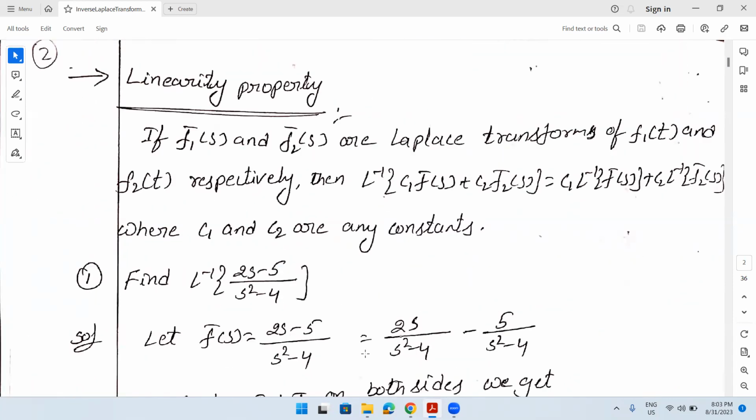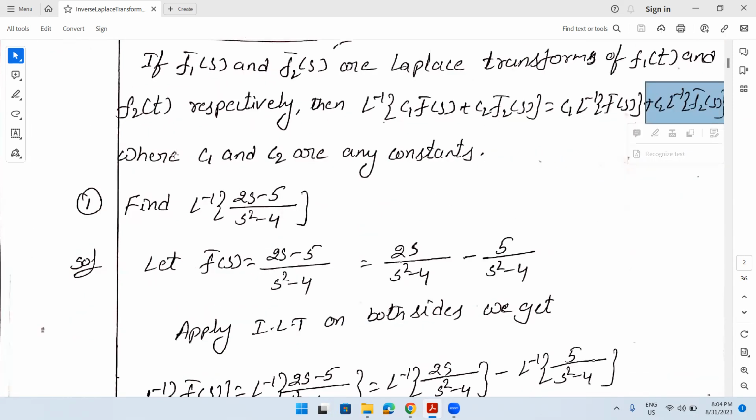As we have seen in Laplace transform, the linear property works here also. That is, constants we can take outside. So if f1 bar of s and f2 bar of s are the Laplace transforms of f1 of t and f2 of t respectively, then what is L inverse of c1 f1 bar of s plus c2 f2 bar of s? Here we can divide these two functions separately. We can find the inverse Laplace transform, and take the constants c1, c2 outside like this. So we get c1 into L inverse of f1 bar of s, next plus c2 into L inverse of f2 bar of s, where c1, c2 are any constants.